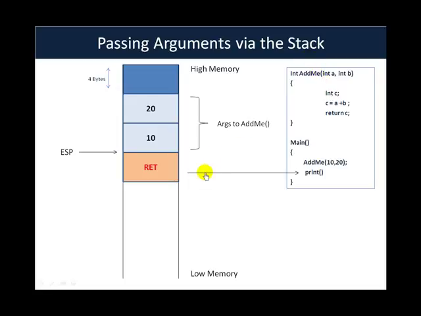At this point one can go ahead and enter the addMe function. Now there is something very interesting here: once inside the addMe function, local variables such as c, int c, need to be defined, and there are many other tasks which need to be done. So right now the ESP is pointing to the top of the stack, which is where the return address is. Now ESP itself may be used inside this function in various ways, and thus it might not be possible to preserve this value of ESP when you get back to main.